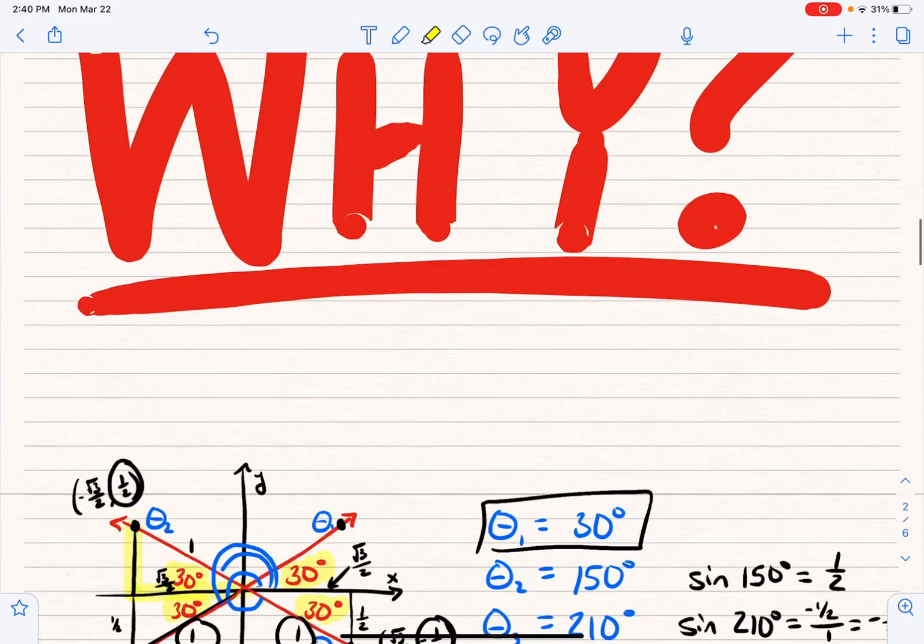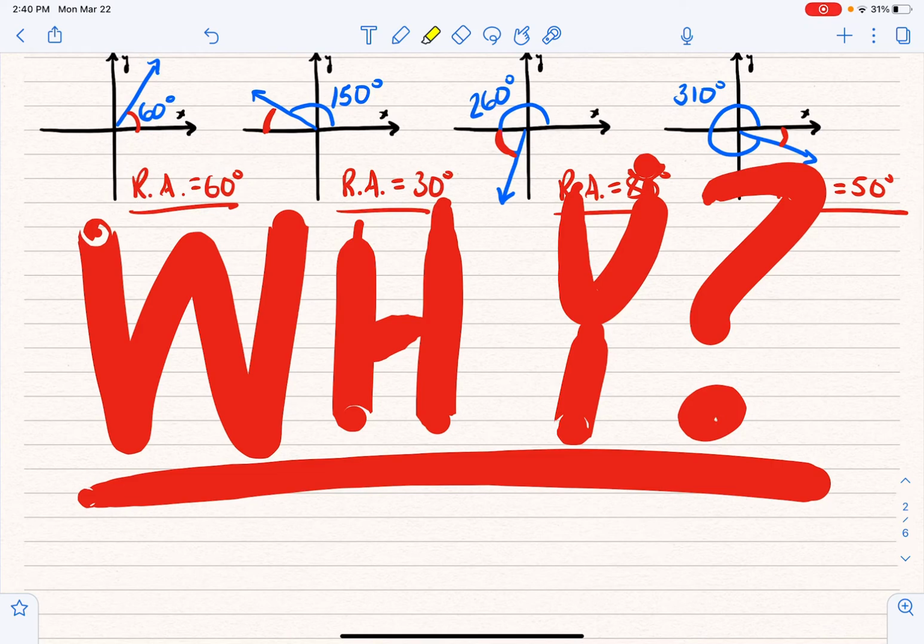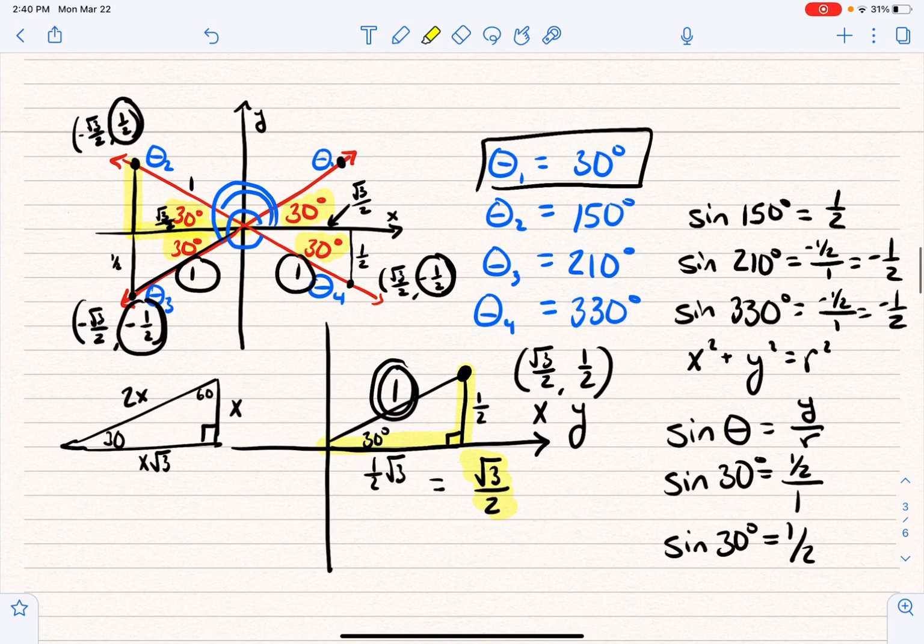So now let's answer the question, why? Why is any of this important about reference angles? Here's why. Because if you know the reference angle, then you can realize that you can find the trig values of a bunch of angles, all if you know one. Knowing what the values or what the point is on 30 degrees gives me all the information I need about 150, about 210, and about 330. I can use this to figure all these other things out.